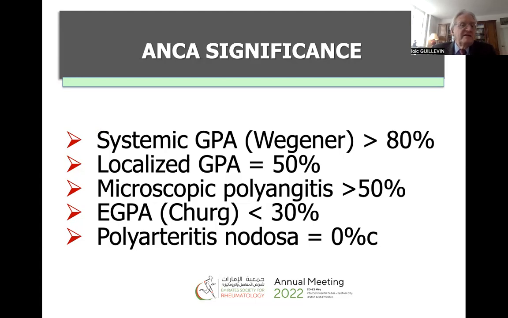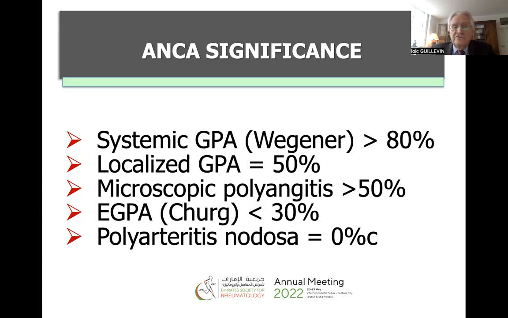In eGPA, it is different. It is approximately 30% of the patients which are positive for ANCA, and they are anti-MPO. And it's for another reason. eGPA is a heterogeneous disease. Some of these patients are ANCA positive, and others have probably other mechanisms to develop the disease.